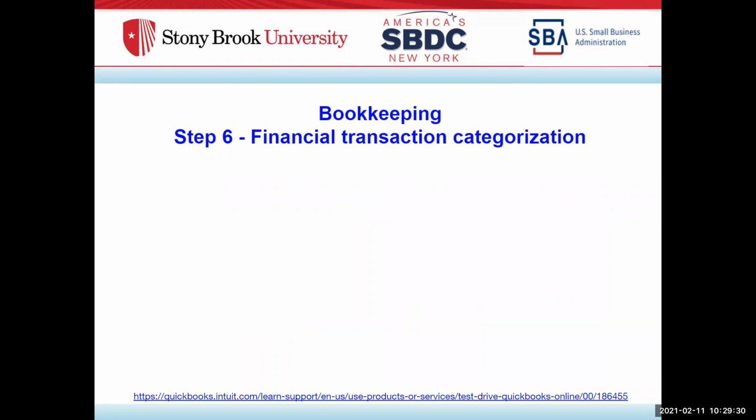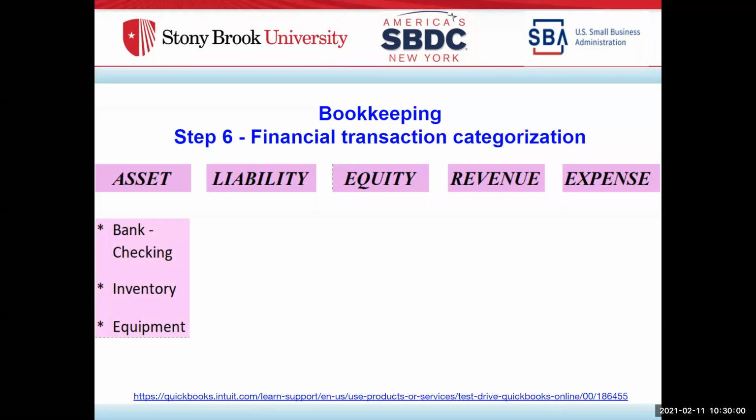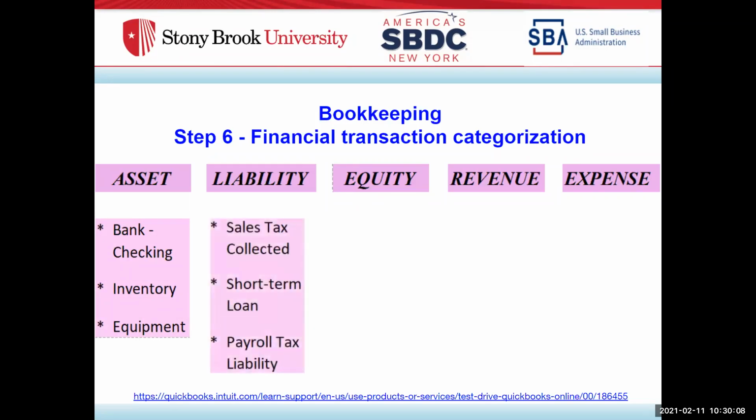The core of bookkeeping is to classify each transaction into specific categories, depending on the transaction's business purpose. There are 5 main categories that transactions can fall into: asset, liability, equity, revenue, and expense. An asset refers to resources that have some future economic benefit, such as cash, inventory, and equipment. Liabilities are future obligations. For example, you collect sales tax on behalf of the state government. That is a liability, because you need to submit the cash to the government.